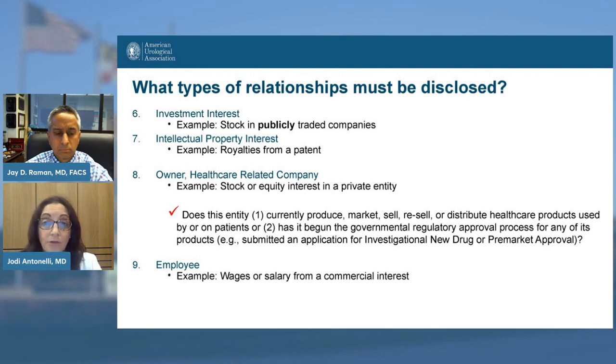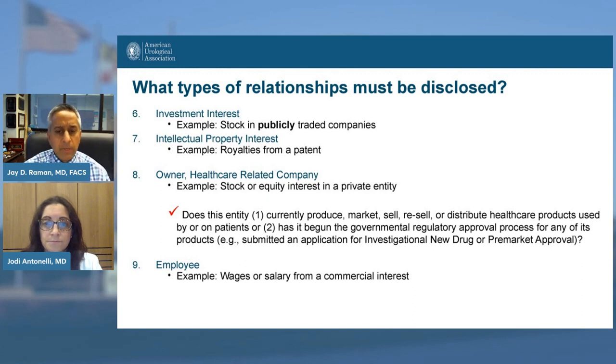Being an owner in a healthcare related company. This includes ownership of stock, stock options, or other ownership interests in any private entity. If ownership is selected, you're going to be asked to respond to follow-up questions that will help determine if this company meets the ACCME definition of a commercial interest. And then employee, this includes wages or salaries received from a commercial interest. Employment in a urology practice or in the U.S. military does not need to be disclosed.